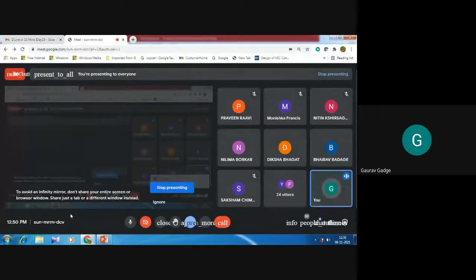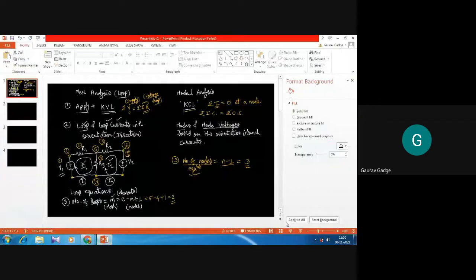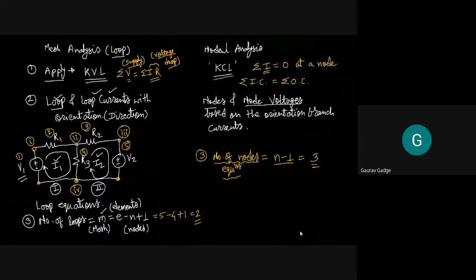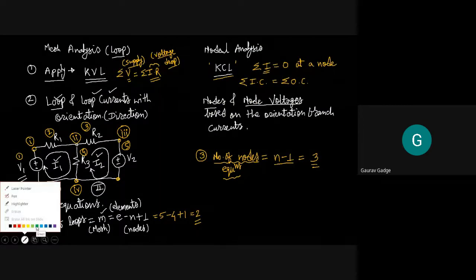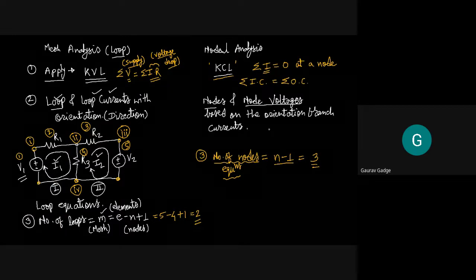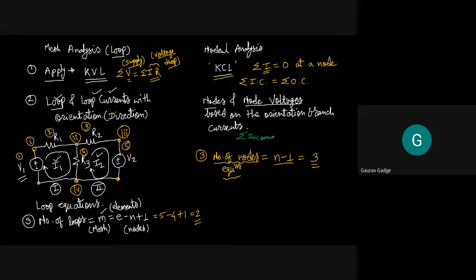Yes, Samay has correctly written. It is incoming and outgoing currents. Correct, Samay. It is summation of incoming current is equal to summation of outgoing current. So I can say that summation of incoming current is equal to summation of outgoing current.